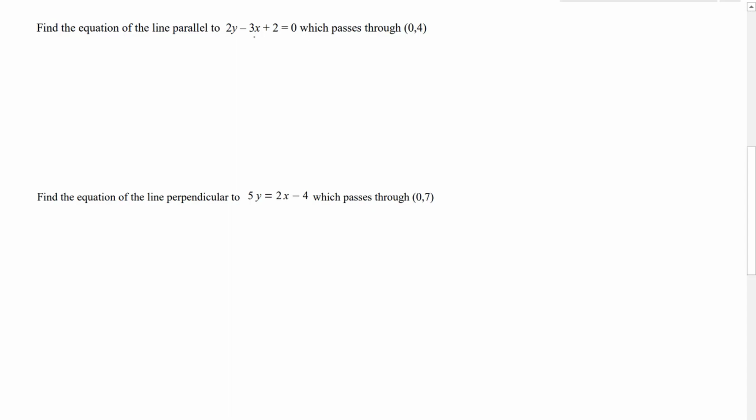So we're going to move everything that doesn't have a y in to the other side. That's going to become that 2y is equal to 3x minus 2. And then divide everything by 2, so y is equal to 3 over 2x minus 1. Now we know the gradient is 3 over 2, so a line that's parallel to this is going to have the form y equals 3 over 2x, and it passes through this point.